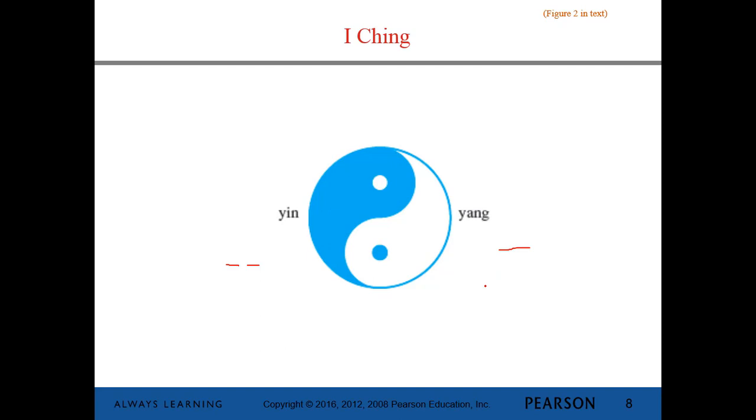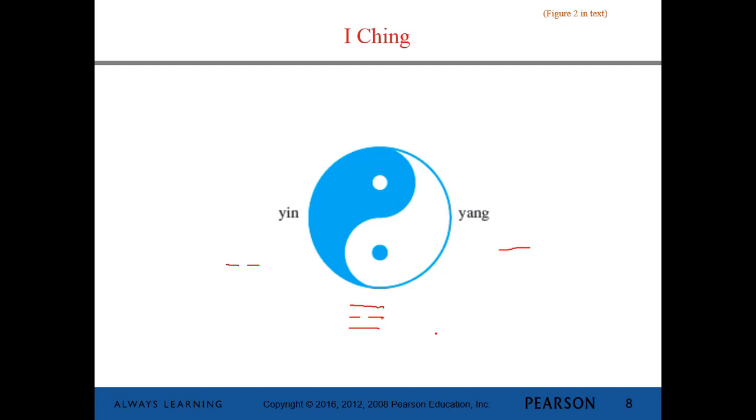Now these lines are written on top of each other in groups of 3, known as trigrams. And so for example, we could have something that looks like this. We could have a solid line like this, with a broken line, and a solid line like that. And this is called Tui.